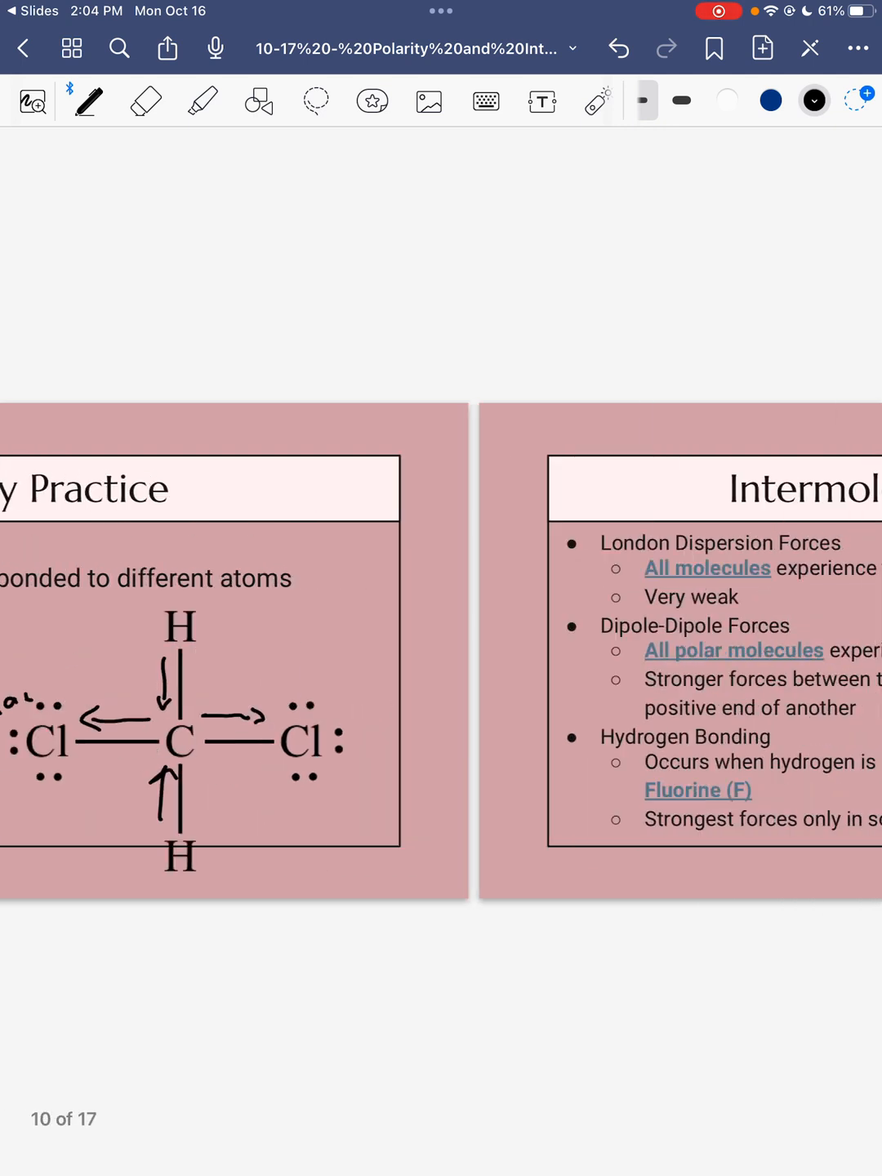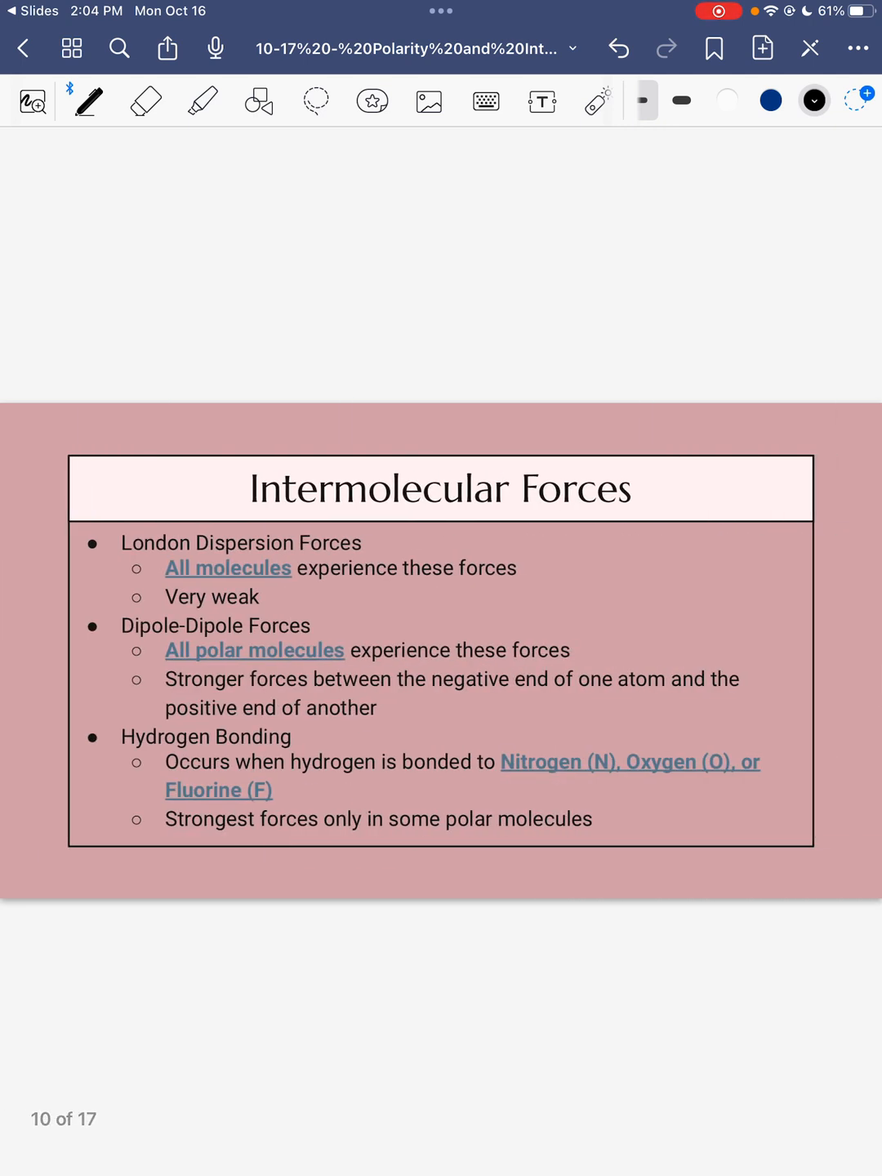All right. Next, we're going to talk a little bit about intermolecular forces. Intermolecular forces, there are 3 types. The first is London dispersion forces. All molecules experience these forces. They're very, very weak forces that just hold one molecule of, let's say, water to another molecule of water.